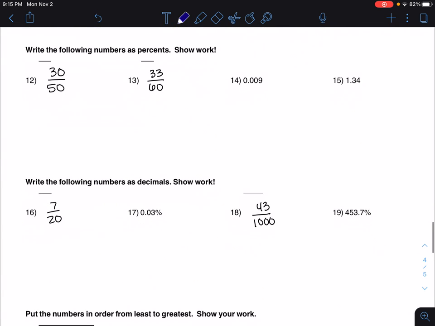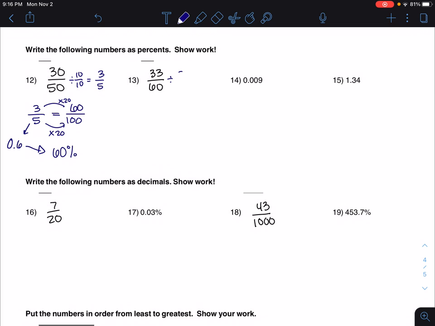In the next set of directions, it says write the following numbers as percents. For number 12, I'm going to simplify this by dividing by 10 first. So I'm going to get 3 over 5. And then I'm going to say, what is this out of 100? So times 20. Times 20 gets me 60. This is going to be 60%. Many of you also probably know that 3 over 5 is the same as 0.6, which is also 60%. Totally fine.